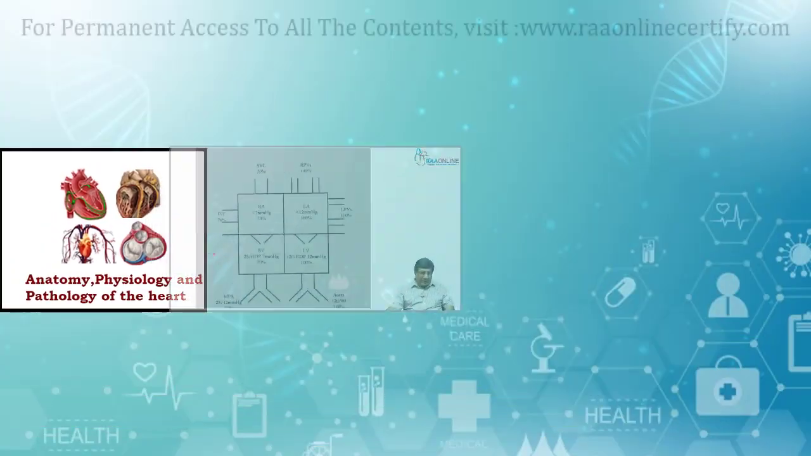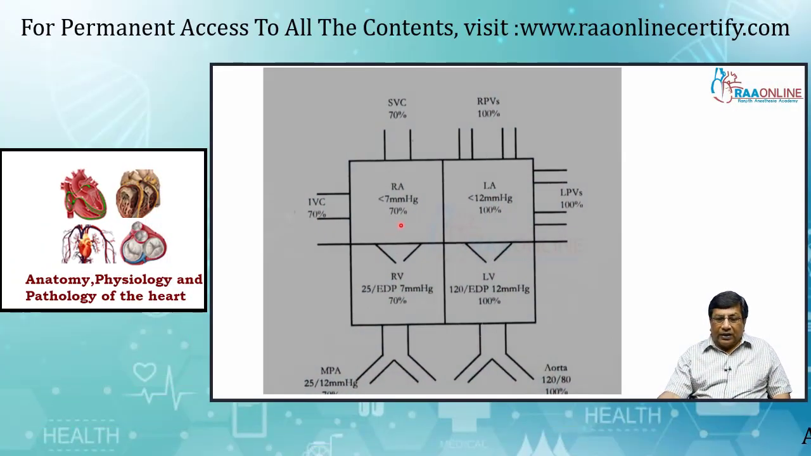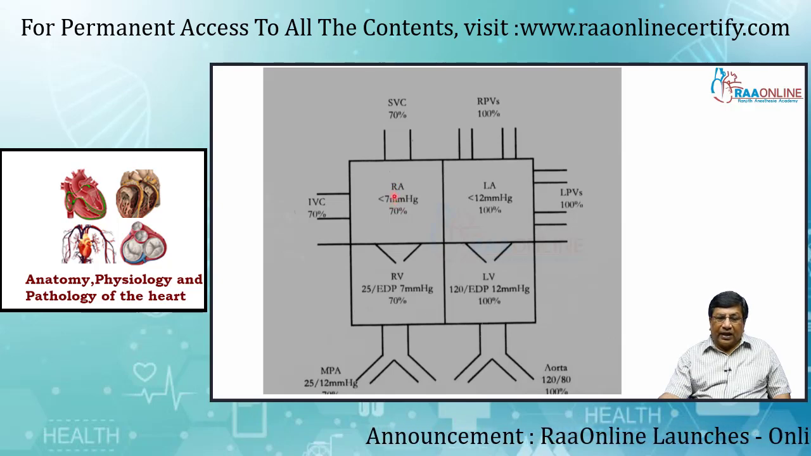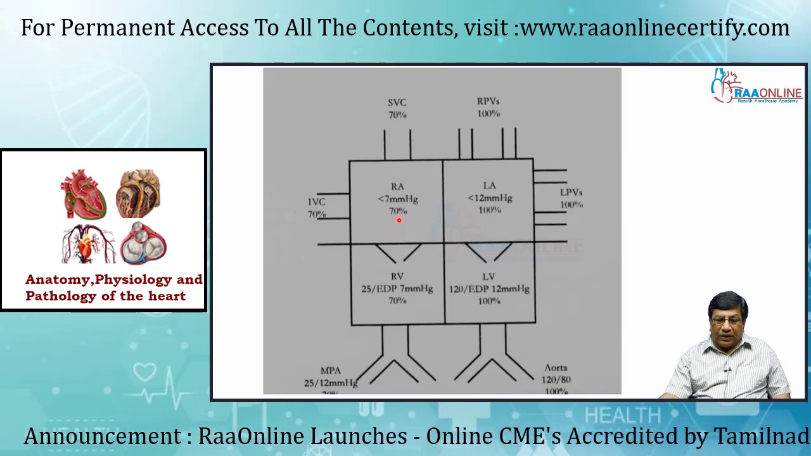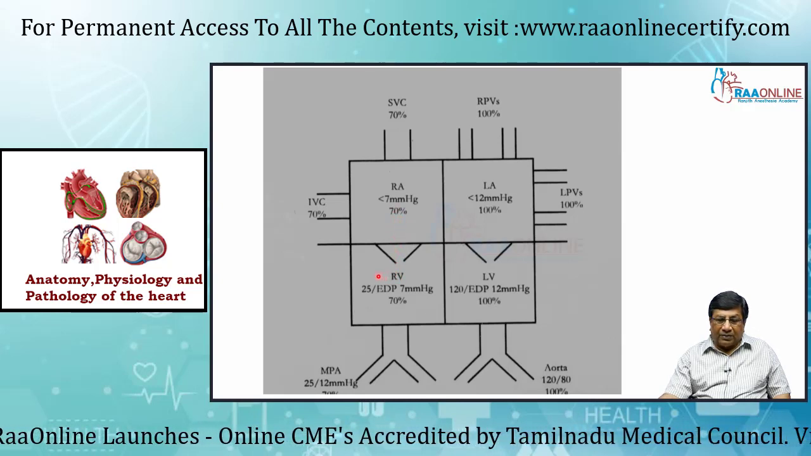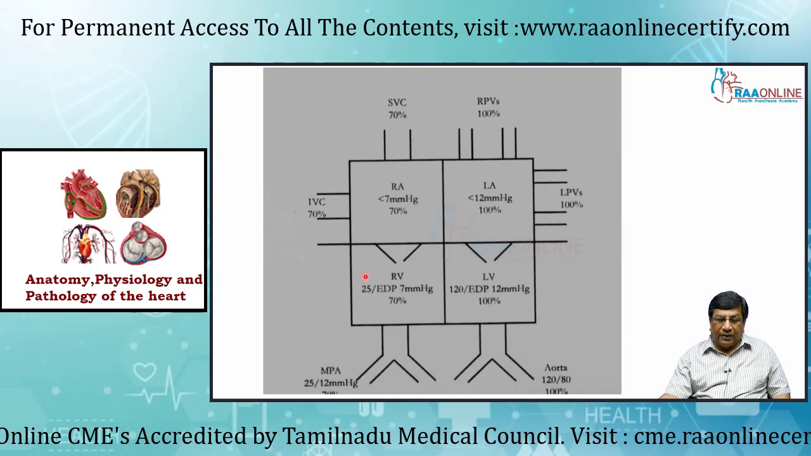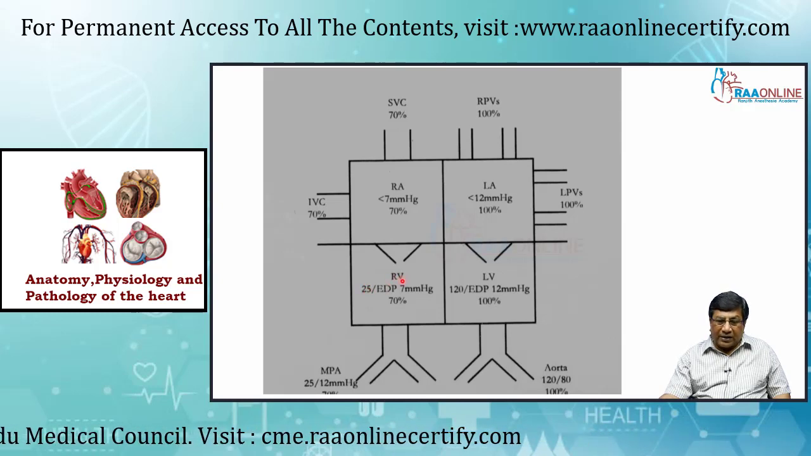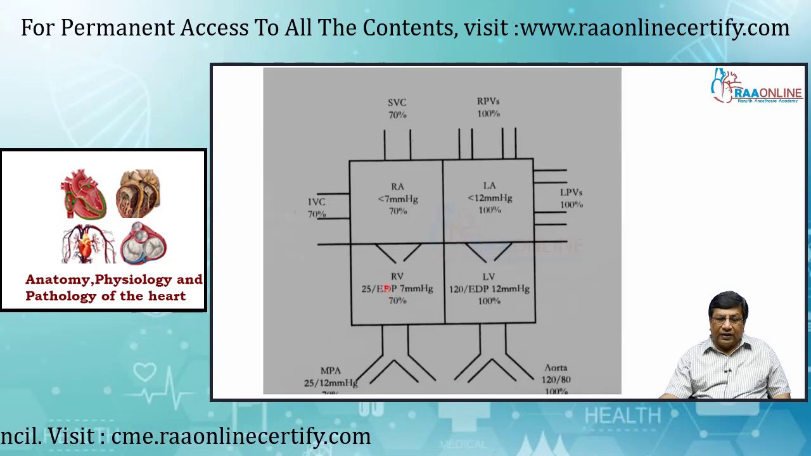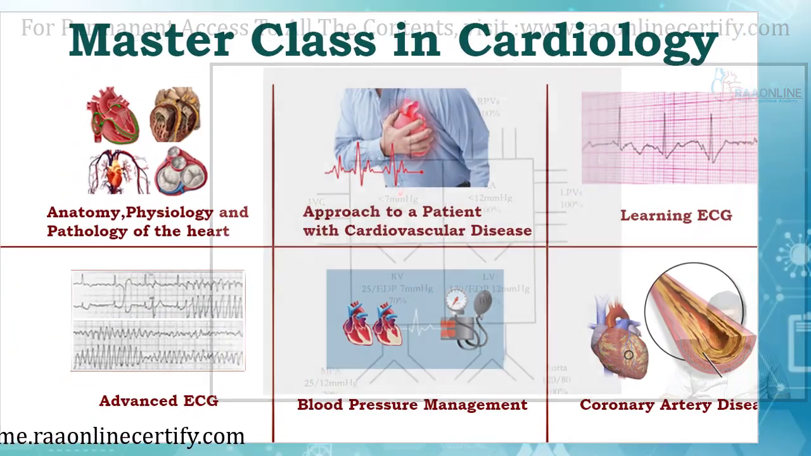Now we know the pressures and also the oxygen saturation in each one of our chambers. So we start from the right atrium. The normal right atrial pressure is usually 7 or less, and oxygen saturation is around 70%. Whereas when you look at the right ventricle, the maximum systolic pressure in the right ventricle is going to be around 25 to 35, and the diastolic pressure in the ventricle is always going to be the atrial pressure.